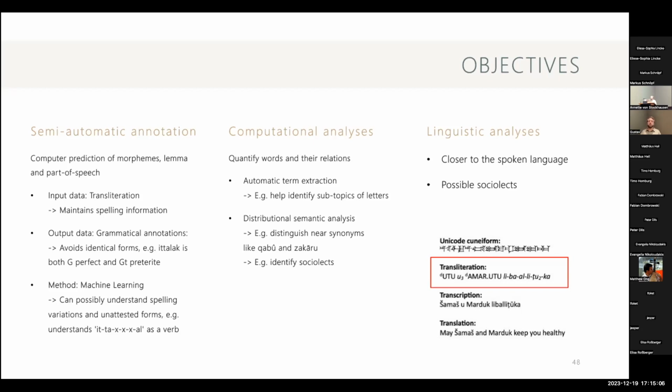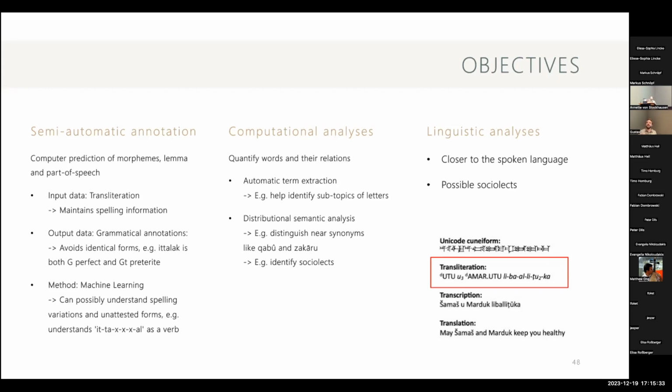We have a method called automatic term extraction, which is the computer trying to understand which terms are essential in the text and which terms mean something, and then extract those. We hope that can help us maybe identify subtopics of letters. So we know what's happening, maybe in a part of the letter, what tends to be written together, those sorts of questions.